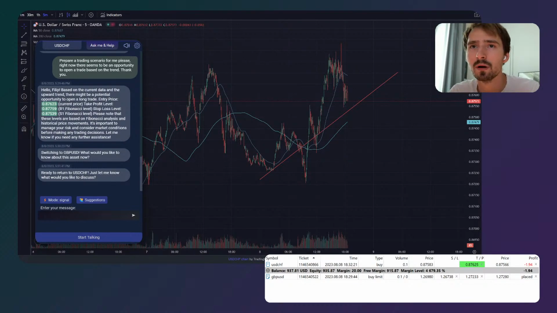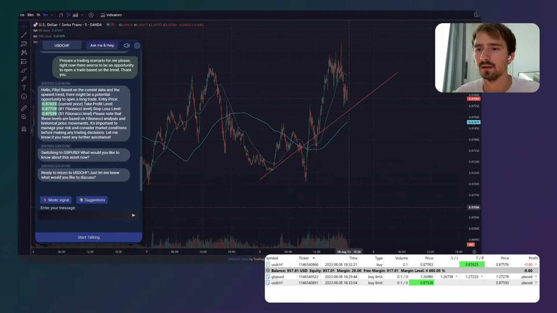And we will also prepare another trade on the stop loss level here. 7539, which would be around here. All right. Ready. All good, all set. Let's fly.